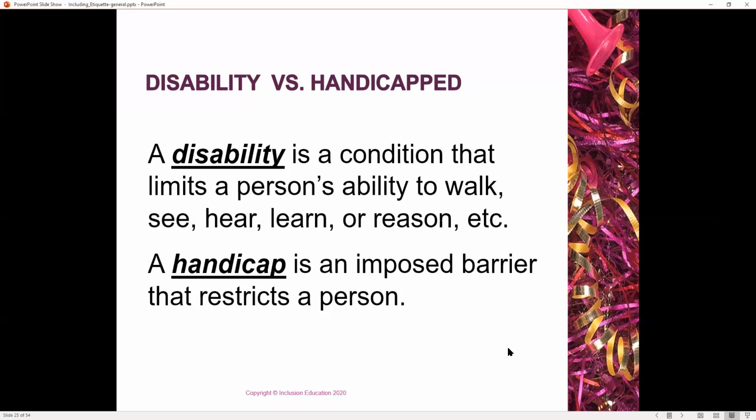Outside of the person's control, what someone else puts on them, that's the handicap. So what we want to do is focus on disability and eliminating handicaps. But many people refer to people with disability as handicapped, and they're only handicapped by outside factors. They're not handicapped in and of the fact they have a disability.